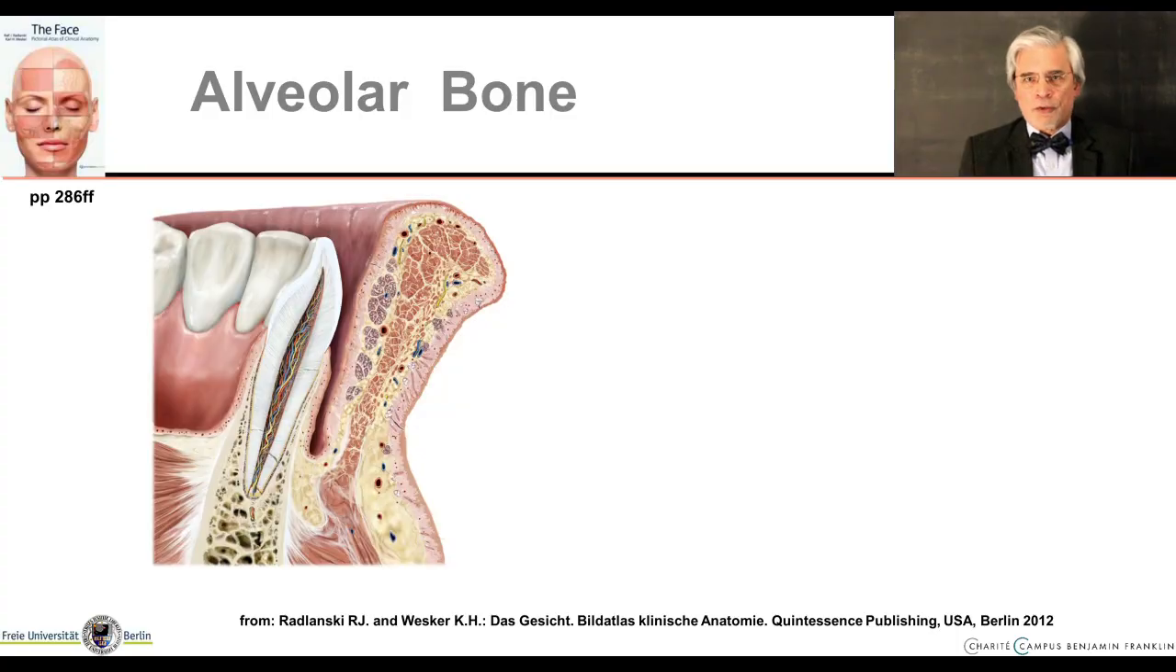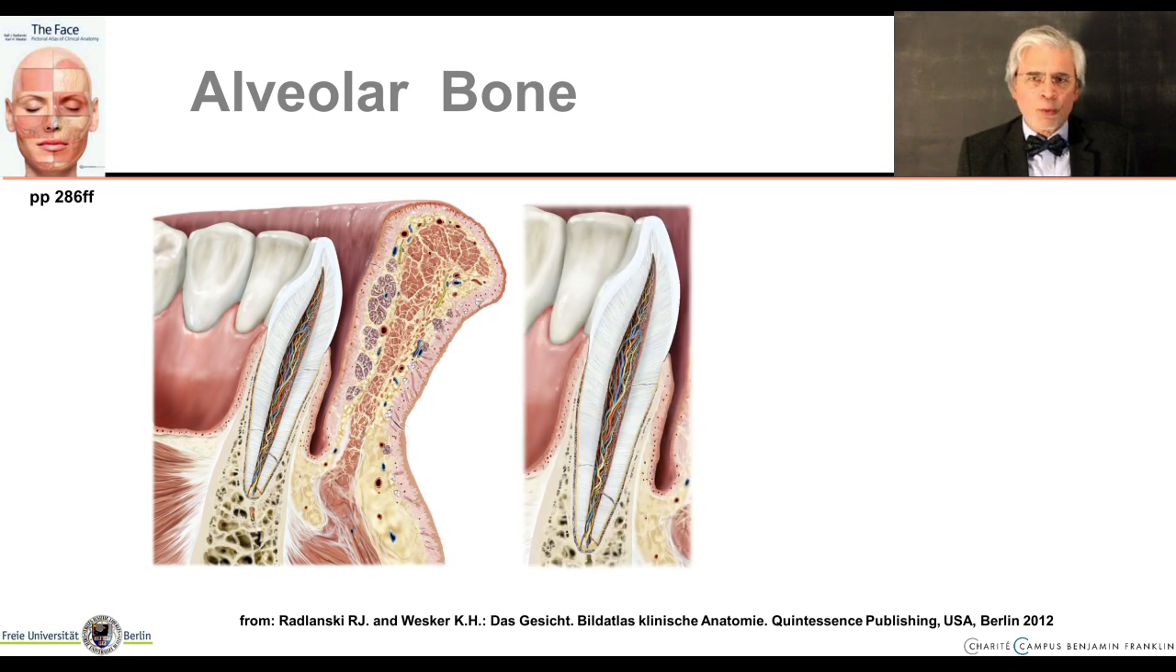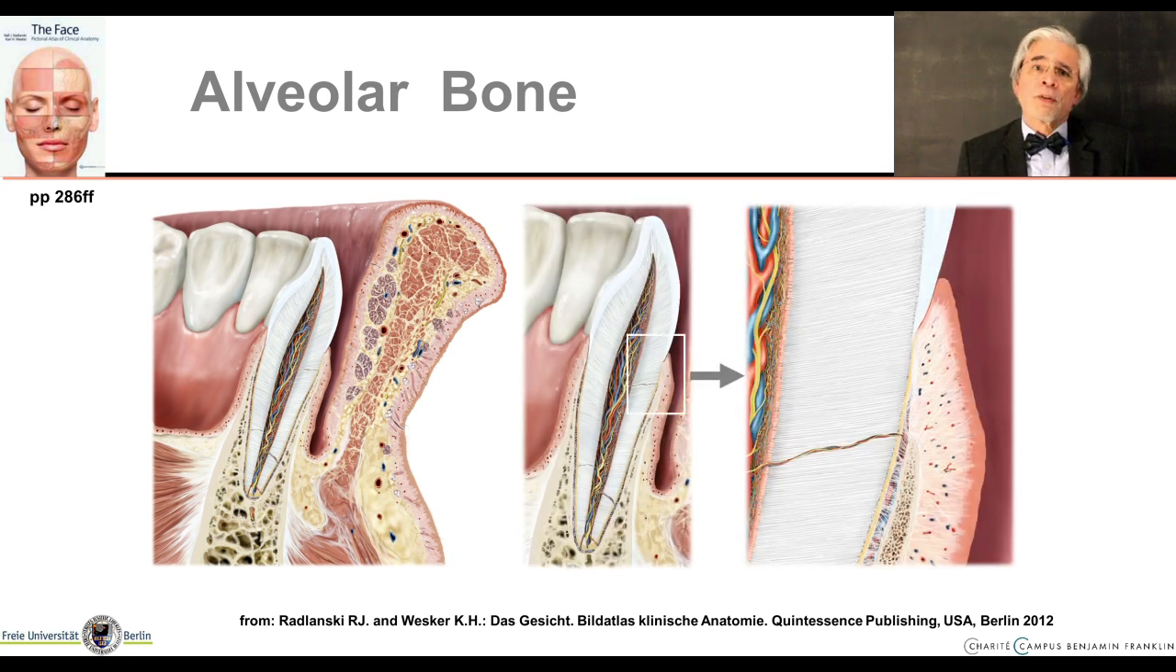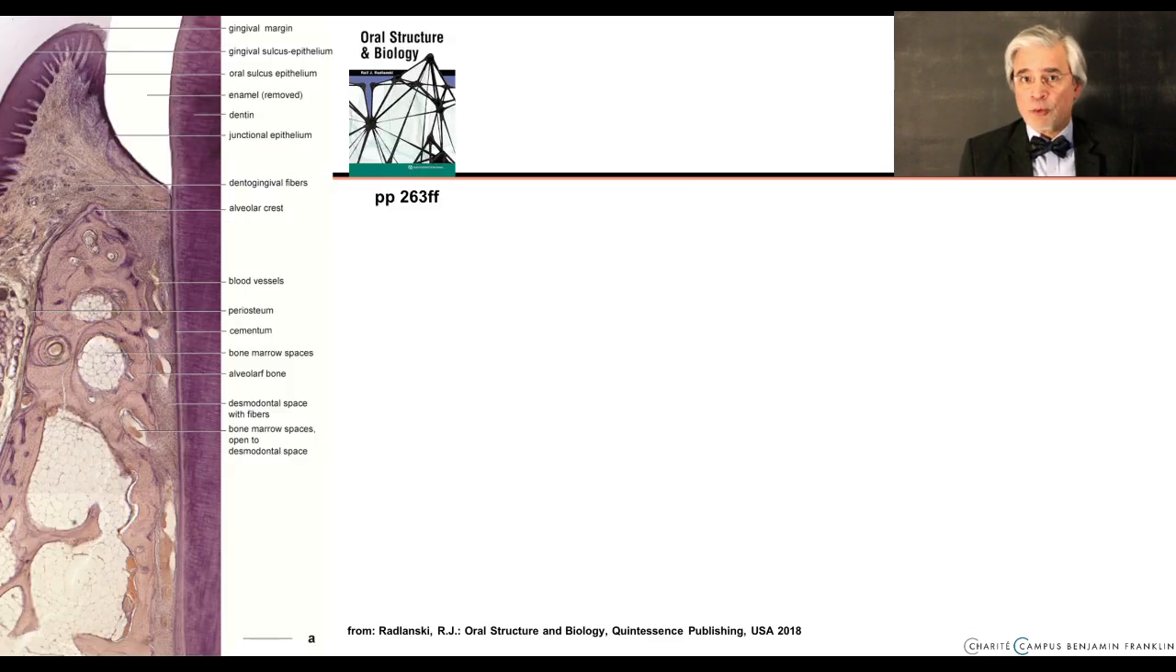So what forces can act on the teeth? Where do these forces come from? This can already be the lips, the tongue, all the soft tissues. And if we zoom in higher here, then we come back to the histology in the periodontal tissue.